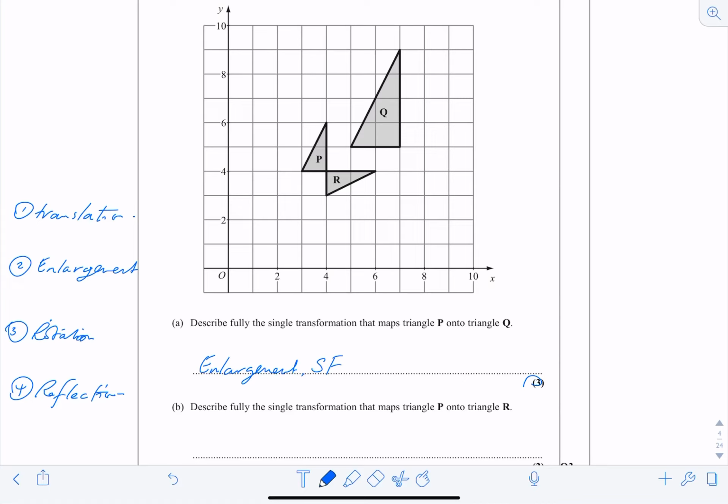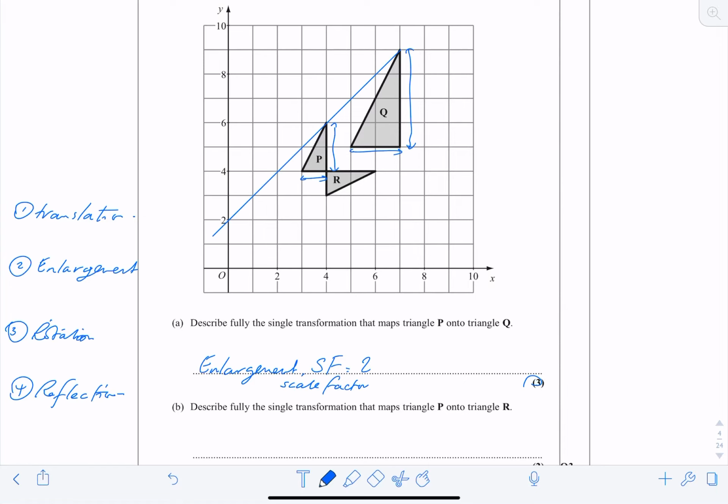Now, I can see that this side is 1 across, and this one here is 2 across. This one is 2 up, and this one here is 4 up. So I can see it's twice the size. So the scale factor equals 2, or enlargement scale factor of 2. And also I need to know what we call the point of enlargement, which is just where it is enlarging from.